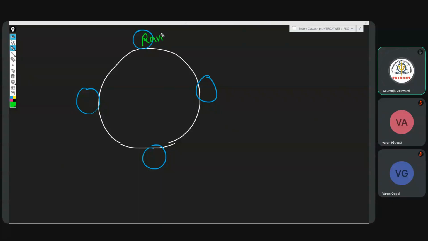Let's say Ravi, Suresh, Tarzan, and let's say Pinky. Now please understand what I'm trying to tell you, or pay attention. What I'm trying to tell you is that consider an arrow.